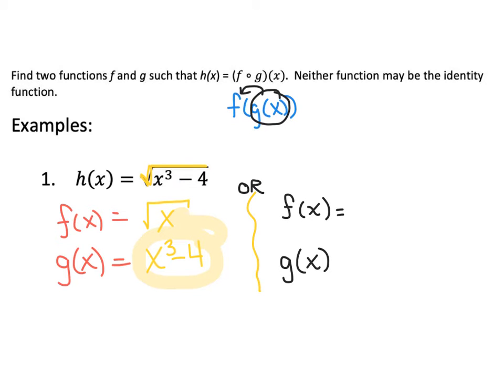You could get a little more creative. You could say that, all right, so maybe f of x is equal to x minus 4. Okay, so what would you then have to plug in place of the x right here to make it equal to the h of x? Well, it would need to be x cubed, so a simple answer. This would be another possibility, and there are many more.